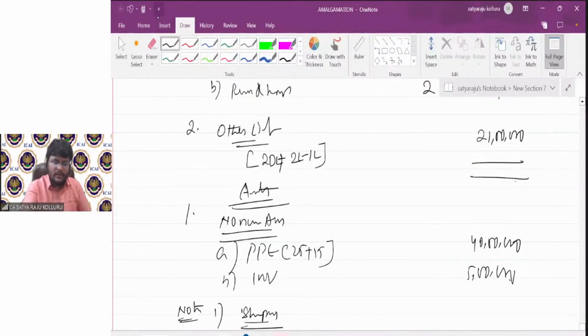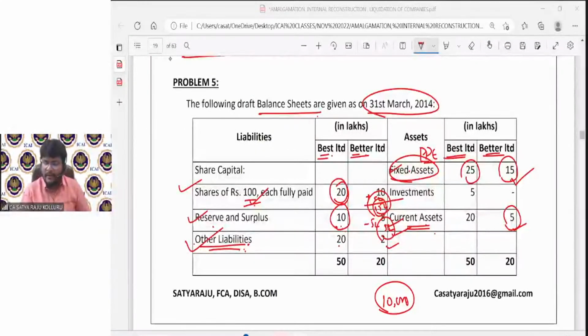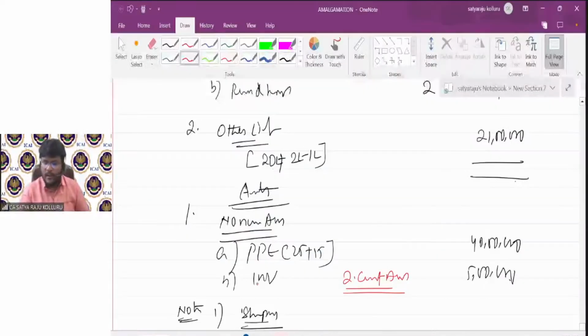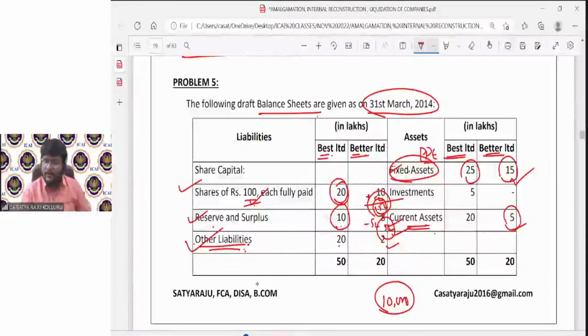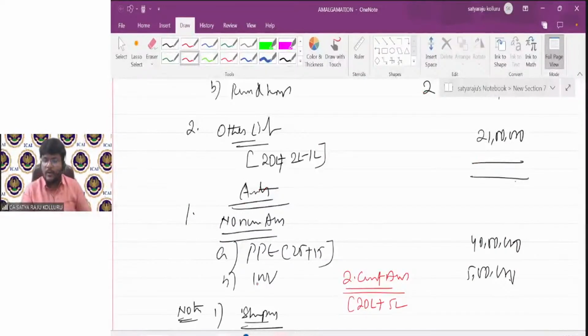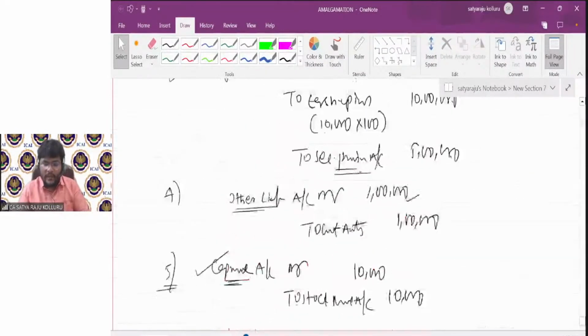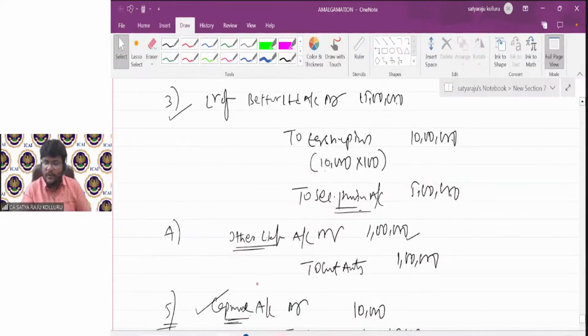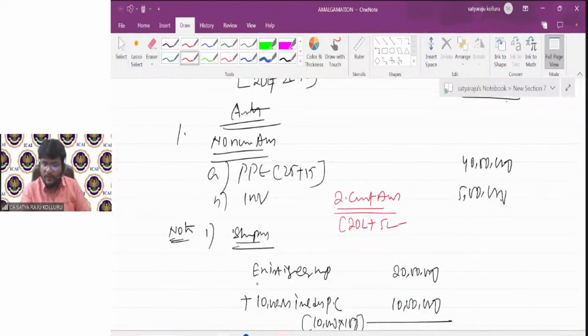Next, come to current assets. I'm not having the space. I'll record here. Concentrate. Number 2, current assets. Current assets existing for Best 20 lakhs, and for Better, which is 5 lakhs. Now concentrate all of you. While set offing intercompany owings with each other, current assets we are crediting for 1 lakh. Crediting means we are reducing, minus 1 lakh.